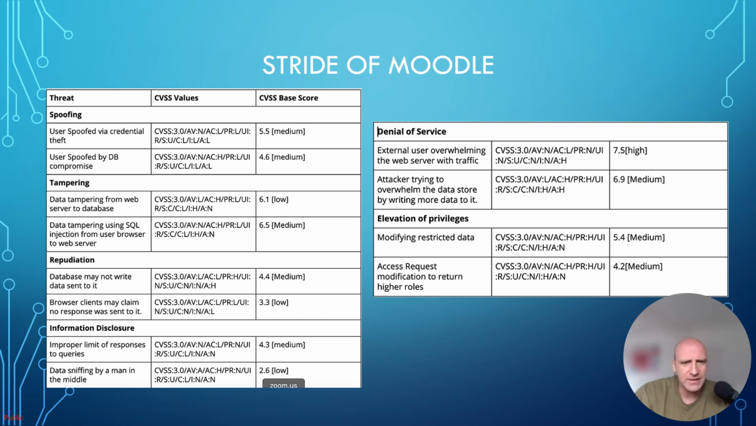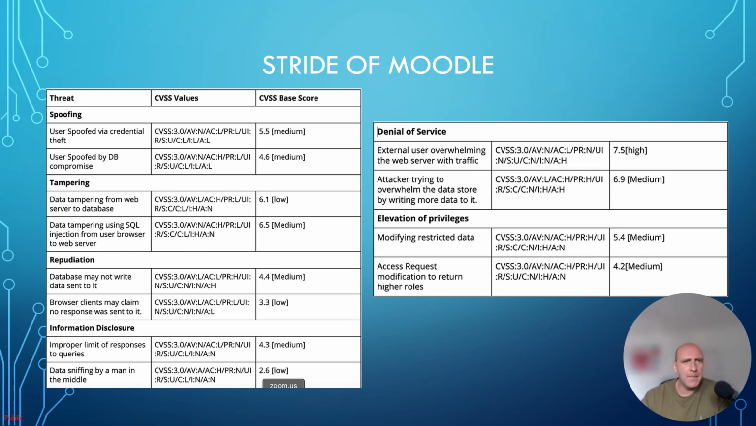So for example, things like denial of service. How do we limit a user from overwhelming the web server with traffic? So we can build essentially denial of service preventions and limit the specific traffic. How we can limit modifying the restricted data, so building the correct authorization flows and allowing specific users only specific roles, so limiting potential access requests in the journey.